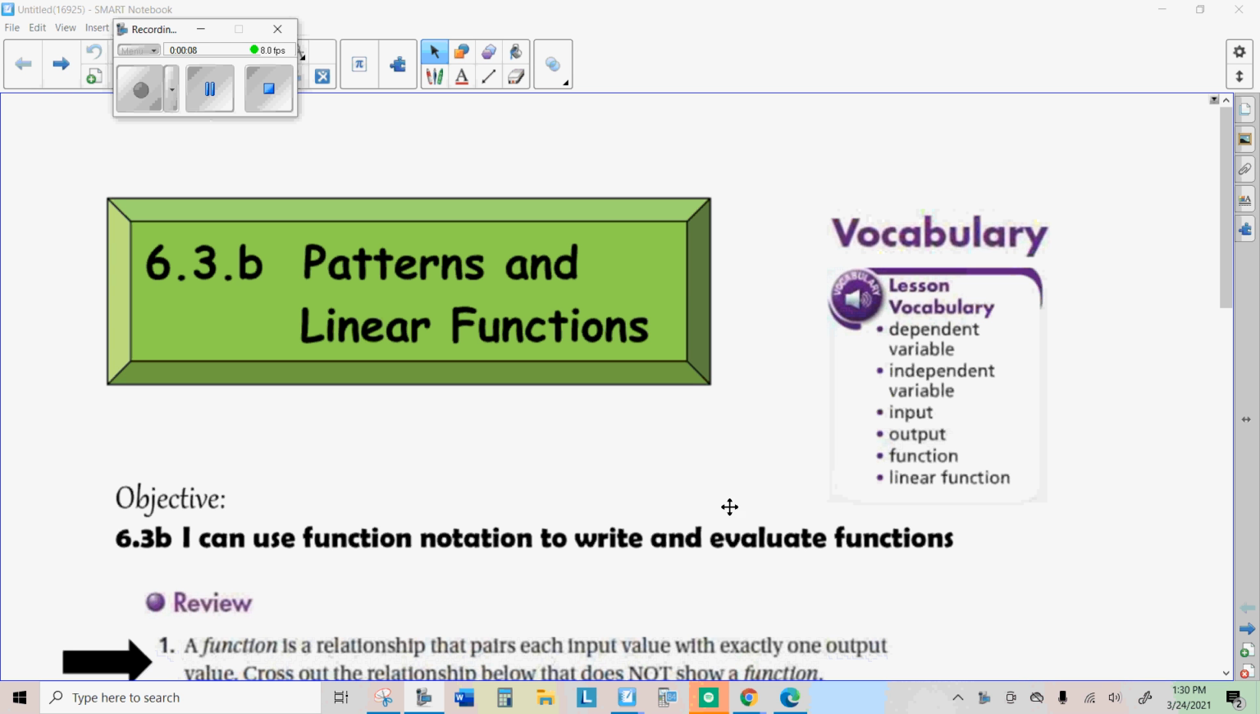Say this is day 2 of looking at functions. Today I'm going to introduce you to function notation. Just pay close attention. It's not a real big deal, but there's one thing a little bit confusing about it. As soon as you got that figured out, you'll be good.